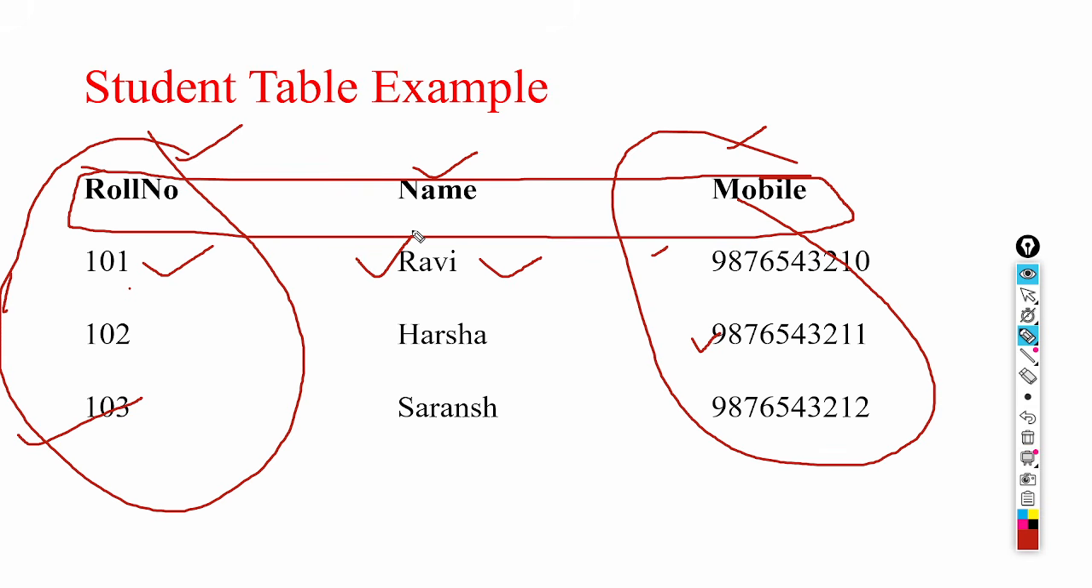Using the table, we will understand different types of keys. Using roll number, we can identify the person. Using mobile number also, we can identify the person. This is nothing but the key. It is uniquely identifying the records.